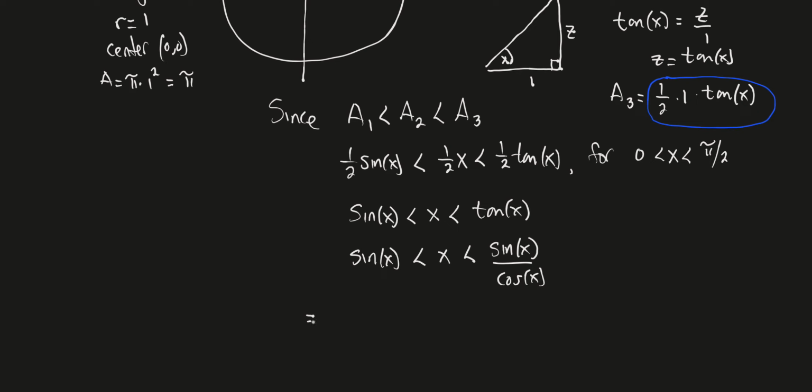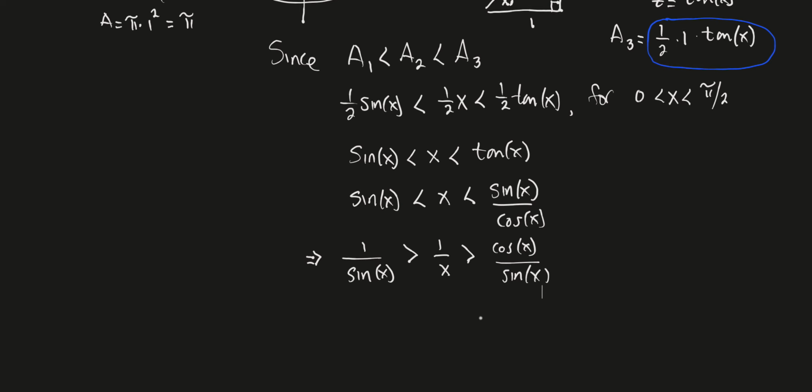Now if I take the reciprocal, what happens is I have 1 over the sine of x, and now this flips to become greater than, like that. And then I have to take the reciprocal of what's in the middle. I have 1 over x, that looks like that. And then this also flips, I get greater than, and then take the reciprocal of this, I'll have the cosine of x over the sine of x, all right?